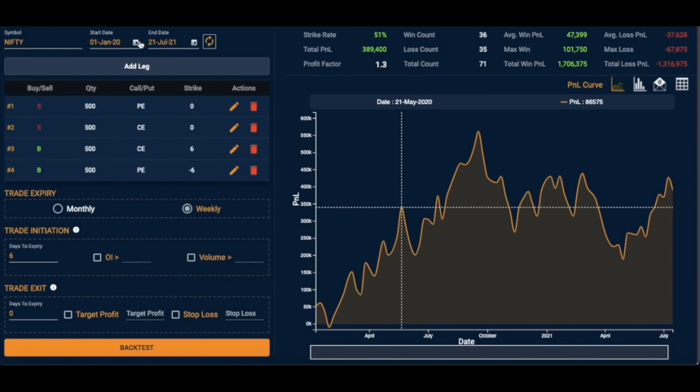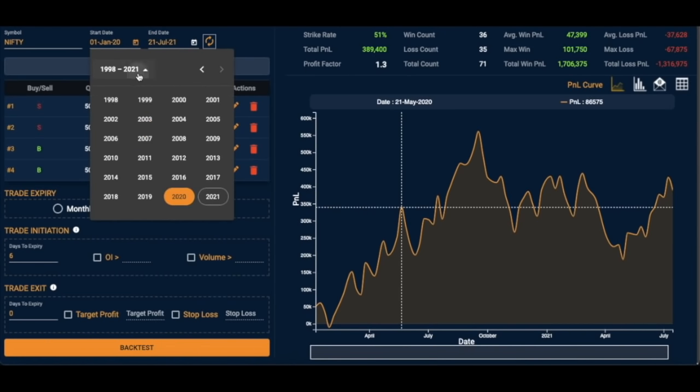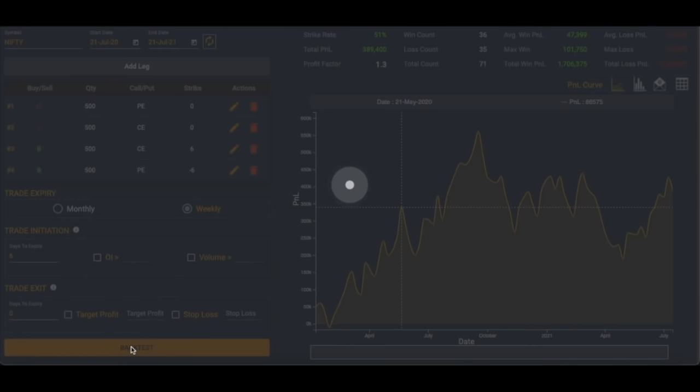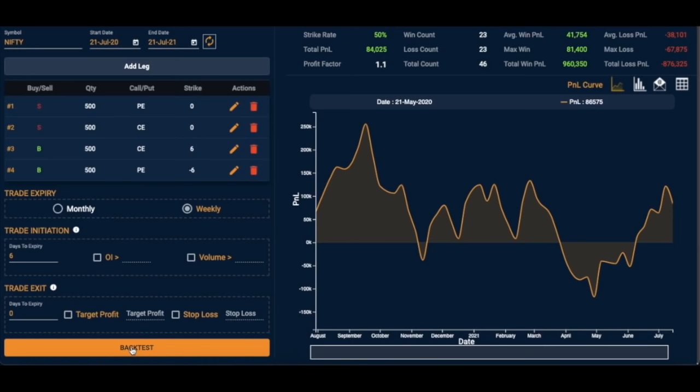Now let's see what would have happened if you executed this strategy in the last 1 year time frame. Let's backtest again. Here we have the results. So in the last 1 year, you would have made profits of 84,000 on the capital of 3.6 lakhs. Here your win trades and loss trades are both 23. Your strike rate is 50-50. So this was about the short butterfly strategy.